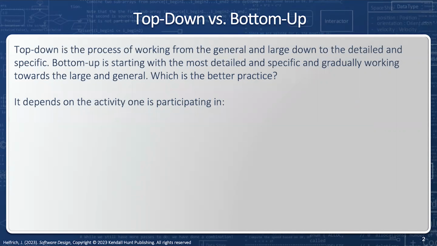Top-down is the process of working from the most general and large down to the most detailed and specific, and bottom-up is going the other way around. Well, which is better? It really depends upon what you're working on.